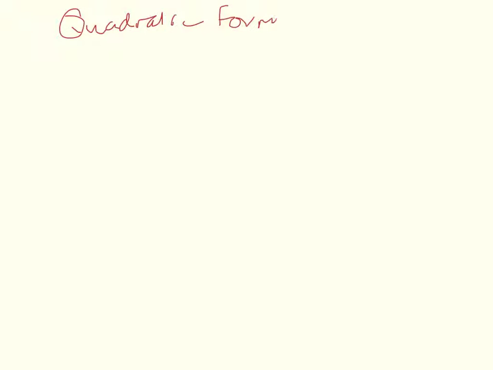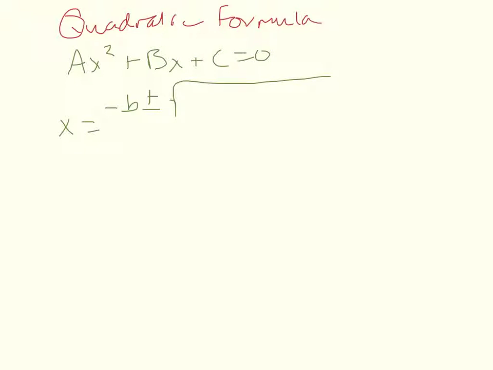And like I said, this is another way to solve a quadratic equation. So here we have our quadratic equation, ax squared plus bx plus c equals 0. And our quadratic formula to figure out what x is: x equals negative b plus or minus the square root of b squared minus 4ac. Notice b squared minus 4ac, there's our discriminant, all over 2a.